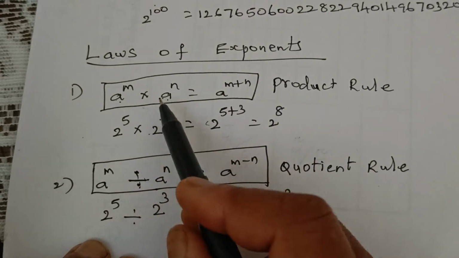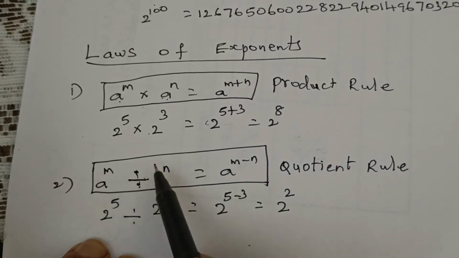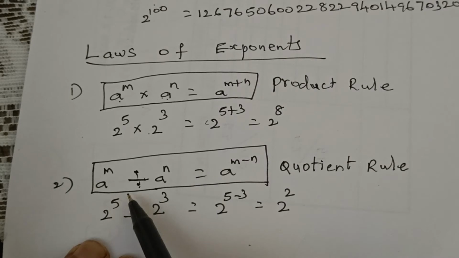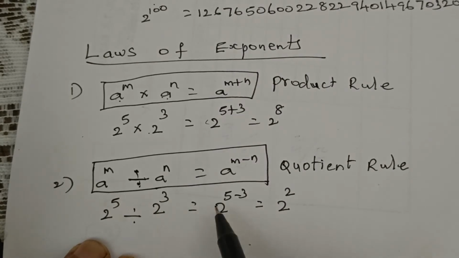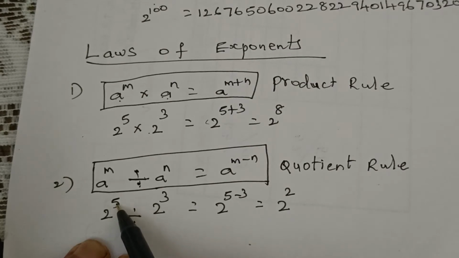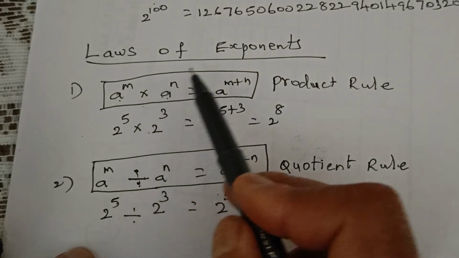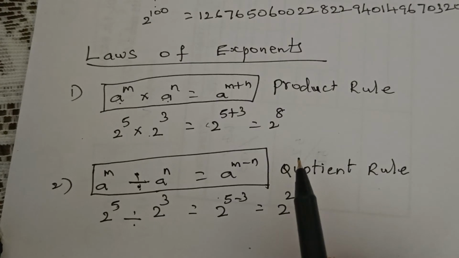For multiplication, we added the powers. And for division, we have to subtract the powers, m minus n. So 2 power 5 divided by 2 power 3 is equal to 2 to the power, subtract the powers, 5 minus 3. What is 5 minus 3? It is 2. So 2 square. So to multiply, we add the powers. To divide, we subtract the powers.